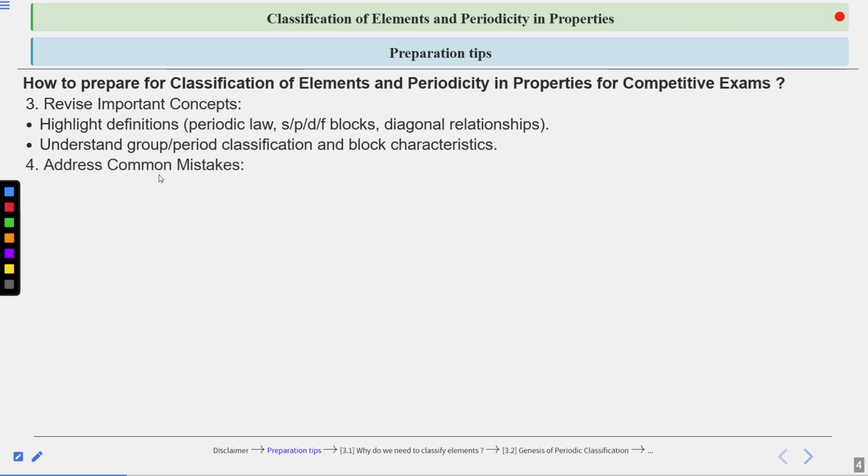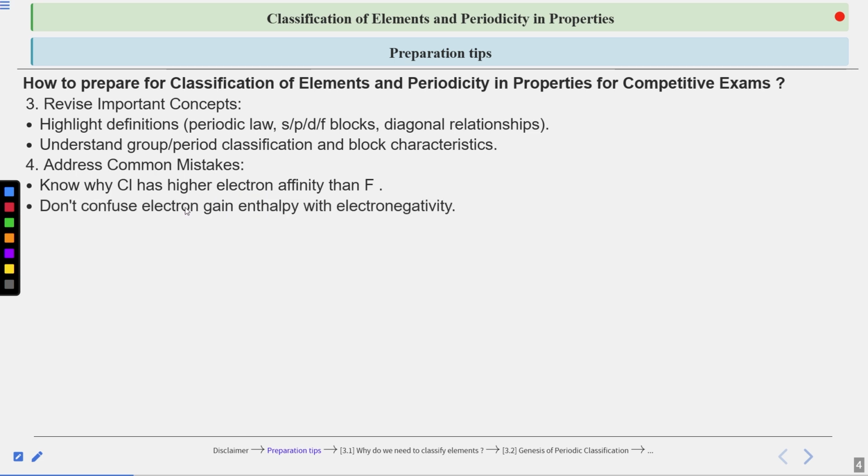Then there are some common mistakes which students often make. When we study electron affinity, you will see an exception there regarding fluorine and chlorine. And I will tell you the difference between electron gain enthalpy and electronegativity. These are two far different things, so do not confuse them. Then, relating to the diagonal relationship, we will see the anomalous behavior of the second period elements.